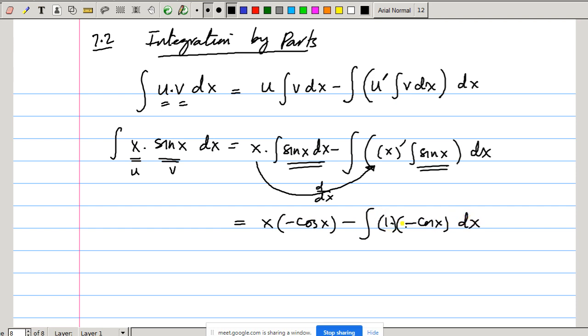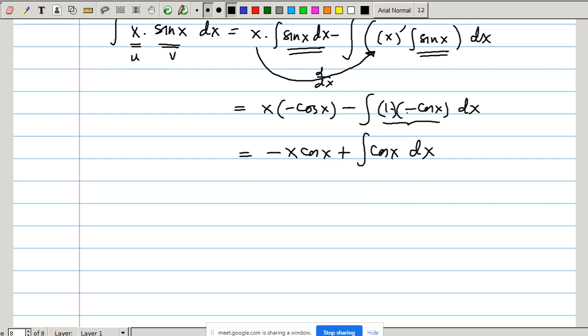Sometimes students write 1 minus cos x. 1 minus cos x is not there, it's a multiplication. So that is just minus cos x. So you got minus x cos x. This minus outside will make it plus, and inside you are just left with cos x dx. Now I can integrate the second one. So your answer is minus x cosine x, and cosine x has the integration sine x plus c. So this is simply integration by parts.